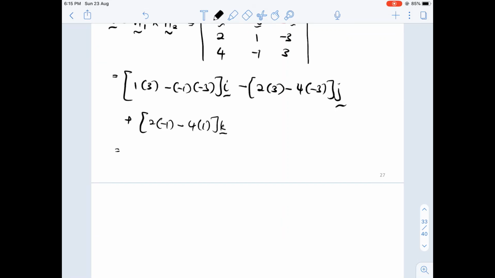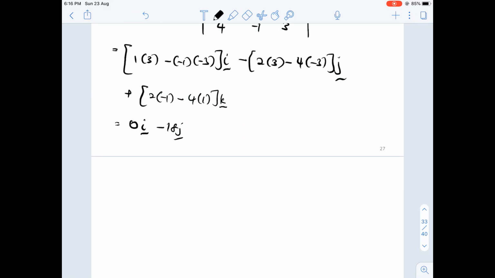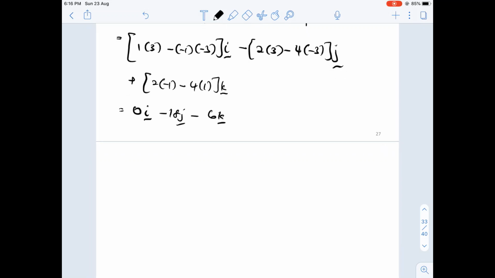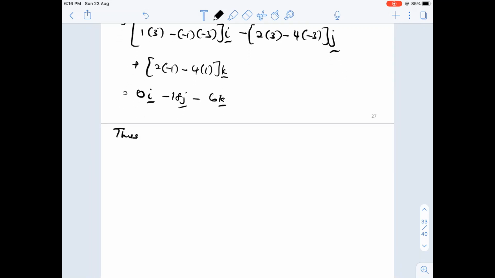So let us solve this one. Negative times negative becomes positive. So 3 minus 3 becomes 0, so 0i. And then 6 minus, so plus 12. 6 plus 12 should be 18, so we have negative 18j. And then for the k direction, negative 2 minus 4 is negative 6k. So thus V is 0, negative 18, and negative 6. Alright.